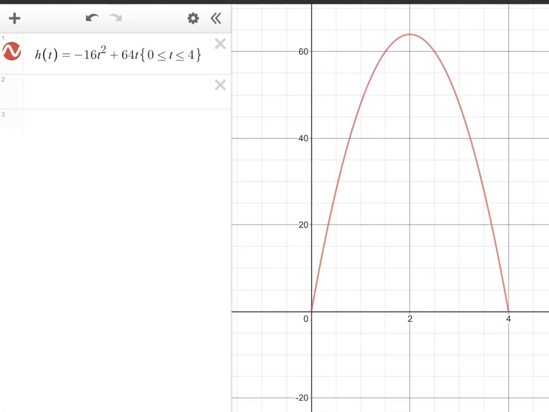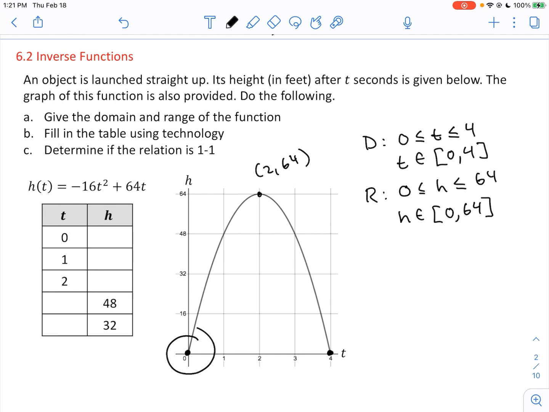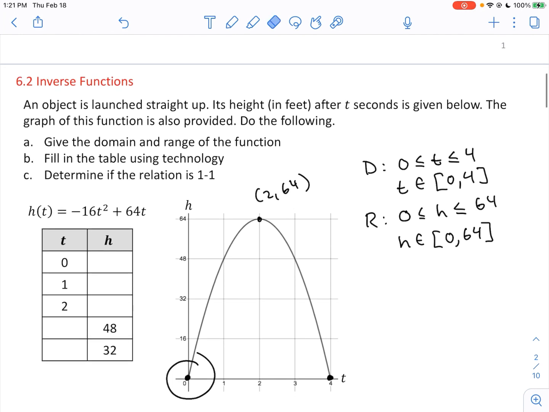Okay, now we are expected to find h when t is 0. Well, that's obvious from the data. If you plug 0 in, you're going to get 0 back. You can see that from the image and from the rule. Plug 0 in for t, you're going to get 0 back.